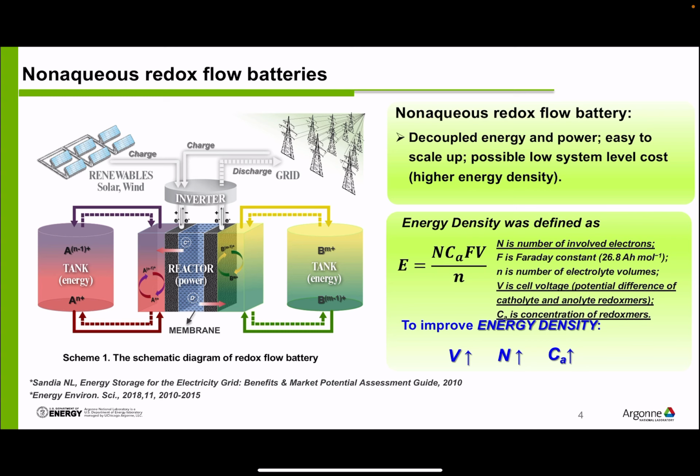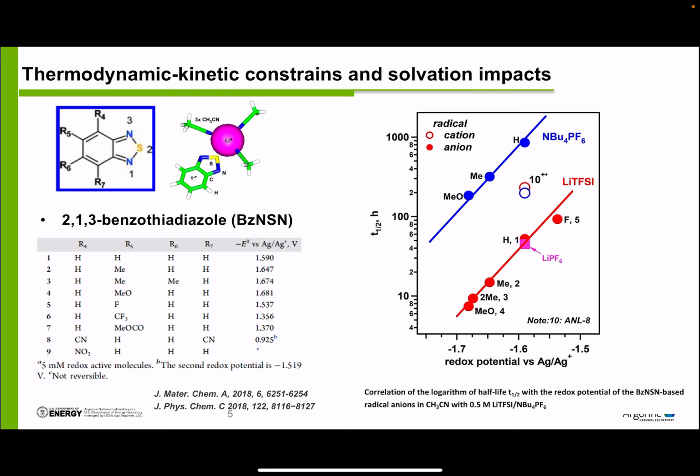We want to stress the energy density feature here, as when we design redoximers, which are the redox active materials for our chemistry, we want to focus on several parameters: the cell voltage, electron transfer number, and the concentrations. Those are the things you want to improve as you push your energy densities. Here I'm showing you one example of the redoximer, the benzothiadiazole. This is the analyte redoximer with a low potential and high solubilities. It can also provide stable cycling.